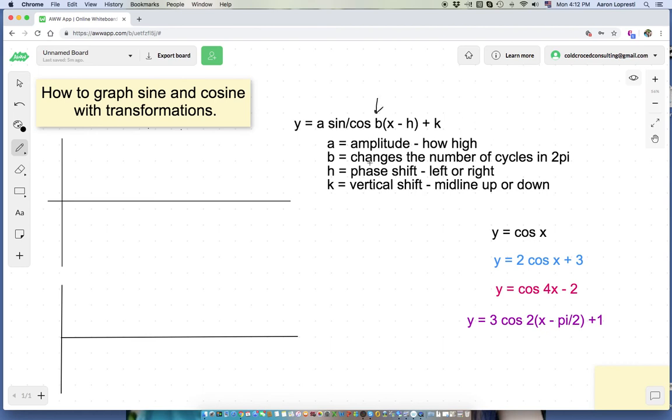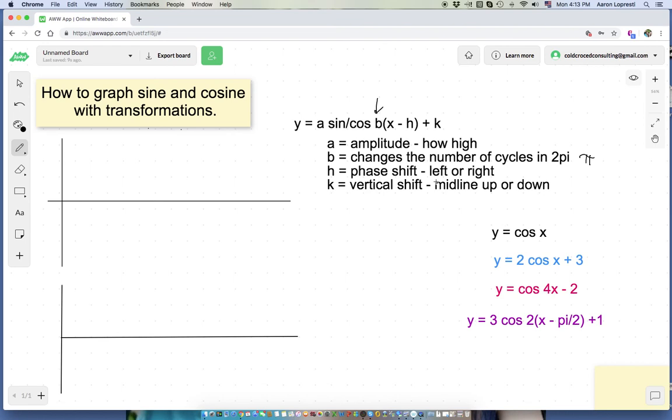B changes the number of cycles we have in 2 pi. So instead of having a little pi symbol, which I couldn't get on here, we have that. Phase shift, meaning it's left to right from where it started normally. So again, remember, if we think about the unit circle, they start at 0.